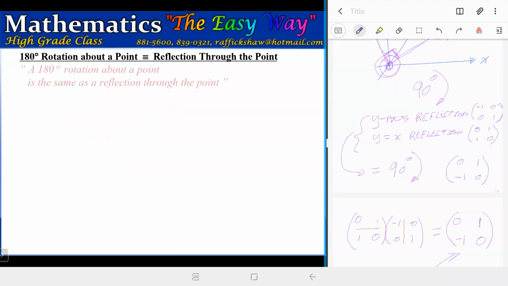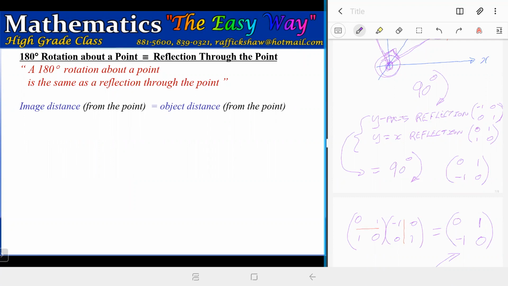So let me show you. A 180-degree rotation about a point is the same as a reflection through the point. When we do a class activity, we're going to see an example of this, and I hope you can remember to do it that way. We use image distance from the point equal to object distance from the point, and the image is going to be on the other side of the point because it's just a reflection. Using a diagram, let's say I have this point P as my center point, and I have that point A. I go from A to A prime by doing a 180-degree rotation.